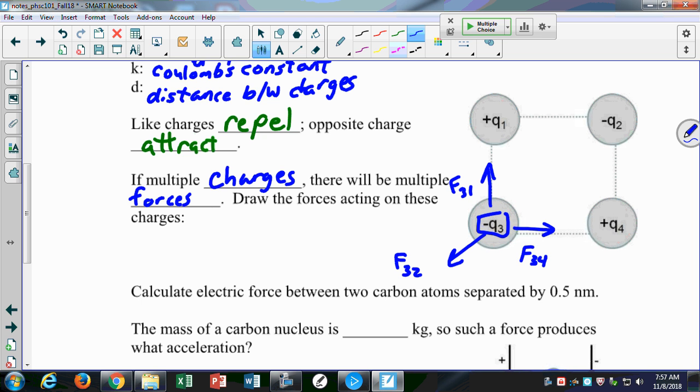Now, a way that I might ask this on a test is I would give you, let's say, negative, positive, positive, and I ask you what is the... hold on, let me think what the answer is first.